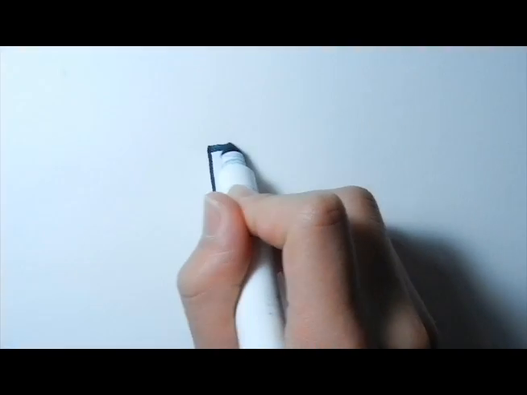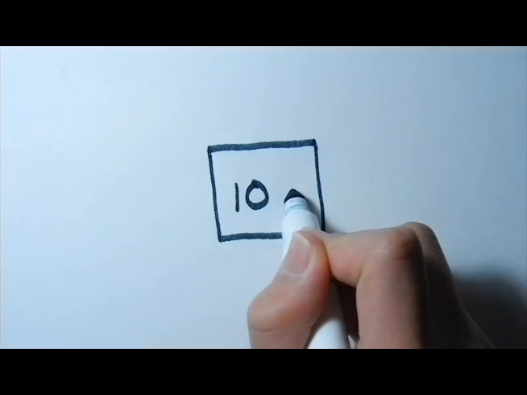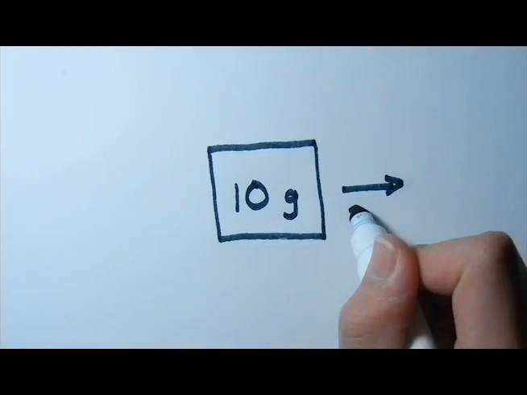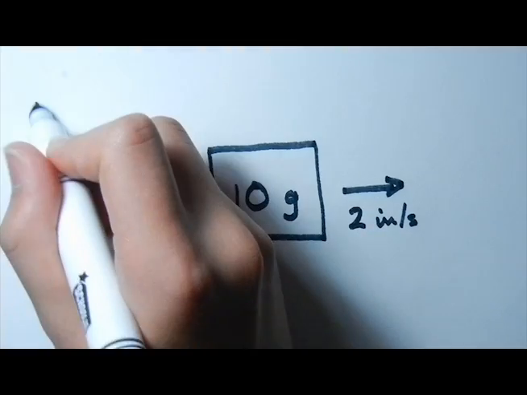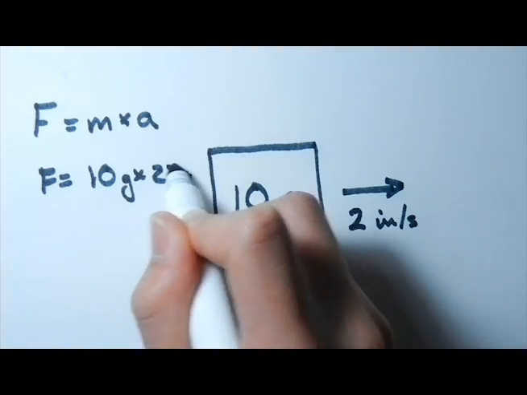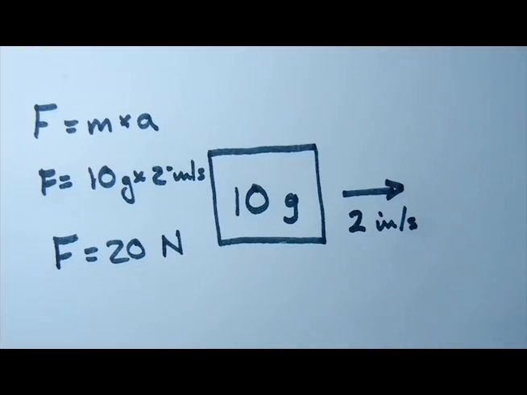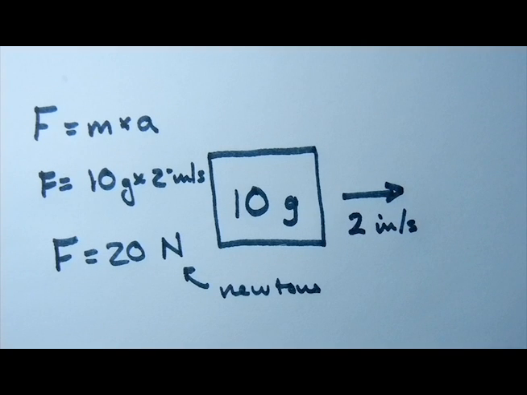Let's put a box into that frictionless environment. If this box weighs 10 grams, and we want to move it at a rate of 2 inches per second, we just put these numbers into their respective places in the equation, and we'll get the force required to move that 10-gram box, which is 20 newtons.